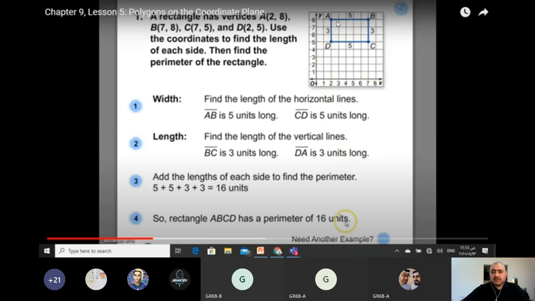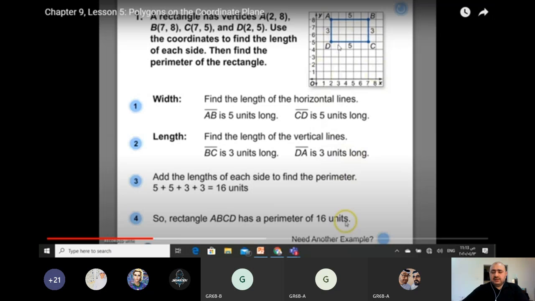the line here. This is 1, 2, 3, 4, 5. That means the length here is 5 units. And here 1, 2, 3. So the length here is 3 units. As you know, the opposite sides in the rectangle are equal or congruent. So here 5 means here 5. Here 3 means here 3. So this is the length of each side.